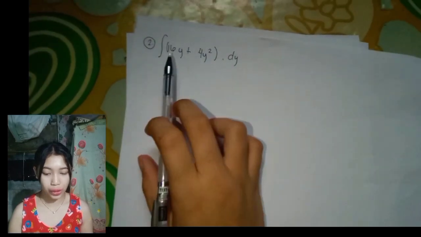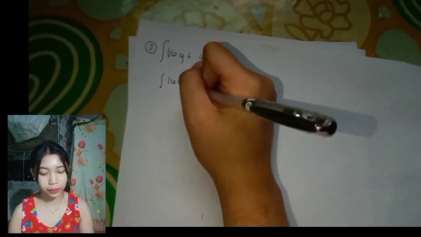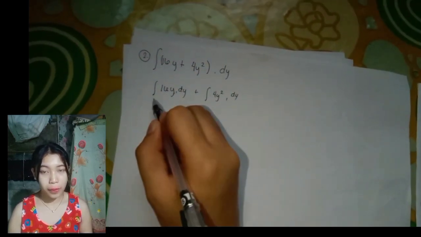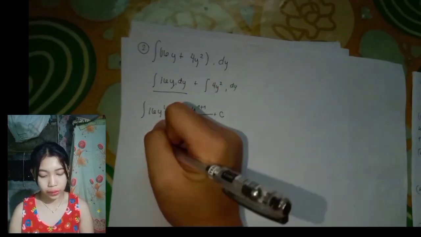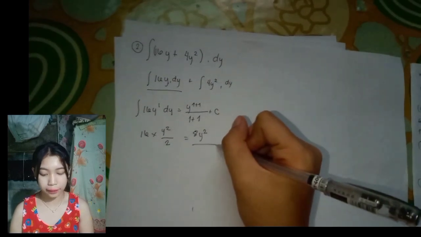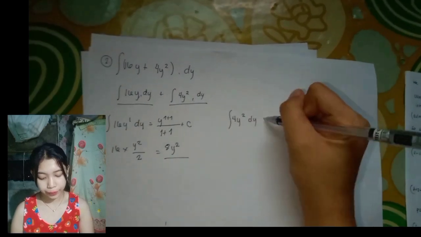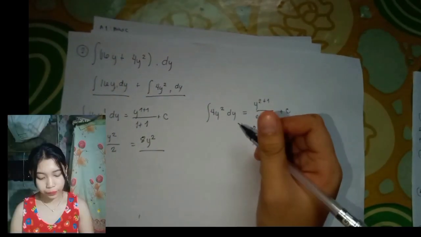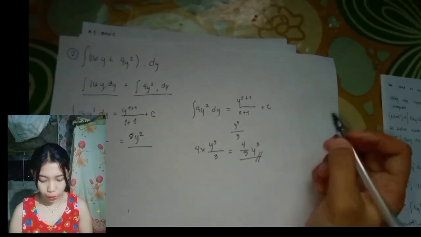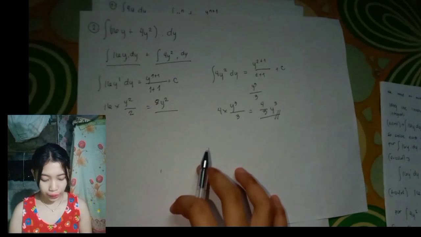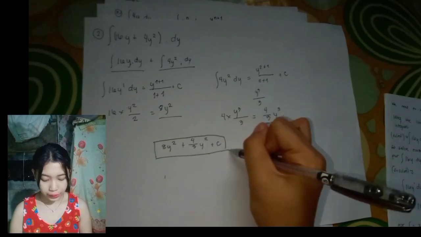We need to evaluate the integral of 16y plus 4y squared dy. Using the integration, we split into separate integrals. For the integral of 16y dy, using the power rule, then multiply by 16. This is the answer of the integral of 16y dy. For the integral of 4y squared dy, again using the power rule, then multiply by 4. This is the answer of the integral of 4y squared dy. So, combining both results, this is the final answer: 8y squared plus 4 over 3 y cubed plus c.